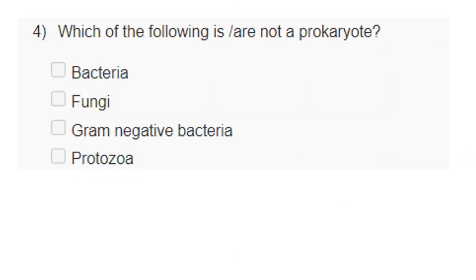Yes. So moving on to the next question, which of the following is not a prokaryote? This is also very easy. Anybody? Fungi, protozoa. Yeah, these two are not prokaryotes. Bacteria and gram-negative bacteria, these are basically bacteria, which are definitely prokaryotes.